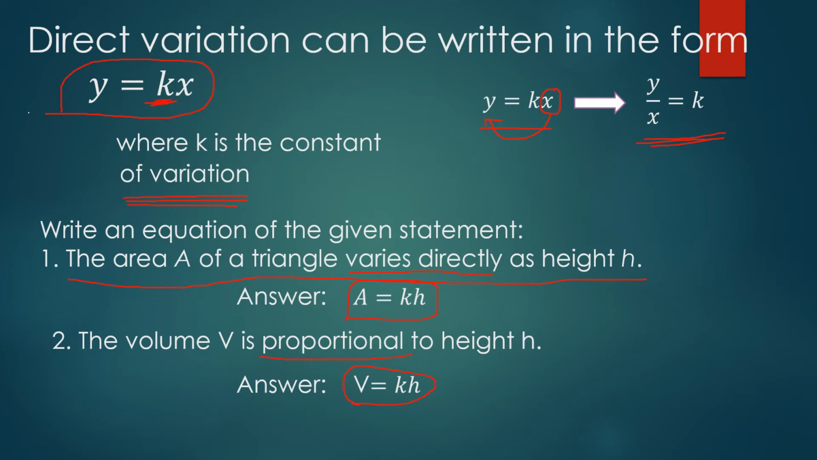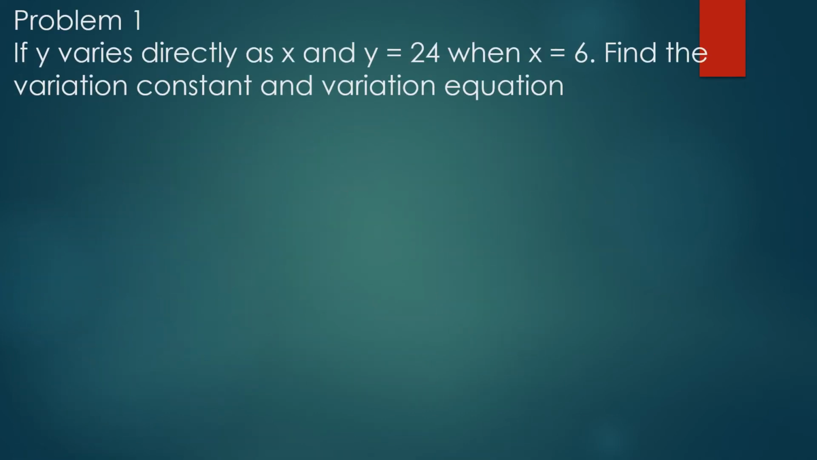Okay. Problem number 1. If y varies directly as x and y equals 24 when x equals 6, find the variation constant and variation equation. So, natin mga steps diri, i-follow lang ninyo unsaon pag-answer.